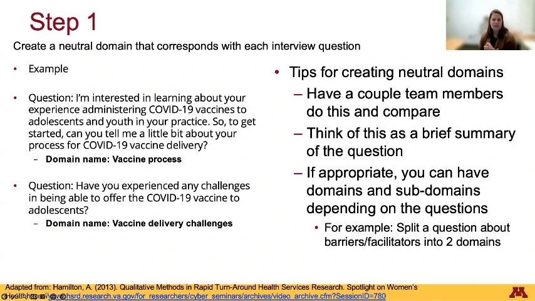To create those neutral domains, I like to have a couple of team members take your data collection guide and come up with what they think those neutral domains are, to compare. I've included some examples of how we did this from an interview that we did with clinicians around COVID-19 vaccination. For example, one question we had was, I'm interested in learning about your experience administering COVID-19 vaccines to youth and adolescents. To get started, can you tell me a little bit about your process for COVID-19 vaccine delivery? Our domain name for this was vaccine process.